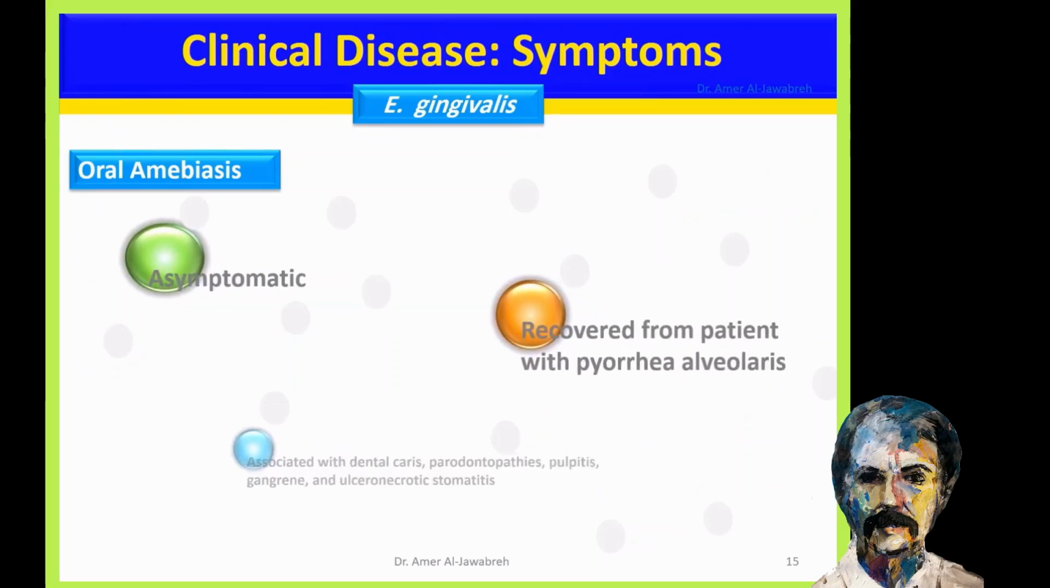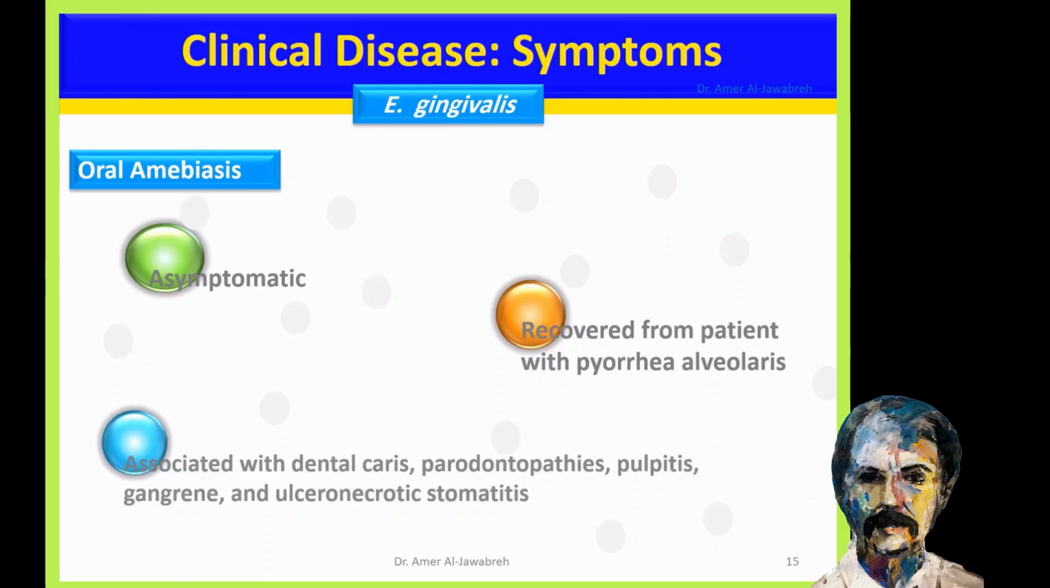Oral amoebiasis, symptoms: asymptomatic, so you can have it in your mouth for years without noticing. Recovered from patients with pyorrhea alveolaris, where you have pus patches inside your gums. Associated with dental caries. You know what dental caries is? Pulpitis, gangrene, stomatitis, and other infections in the mouth. So when you have poor hygiene in your mouth, most probably this is going to be there.